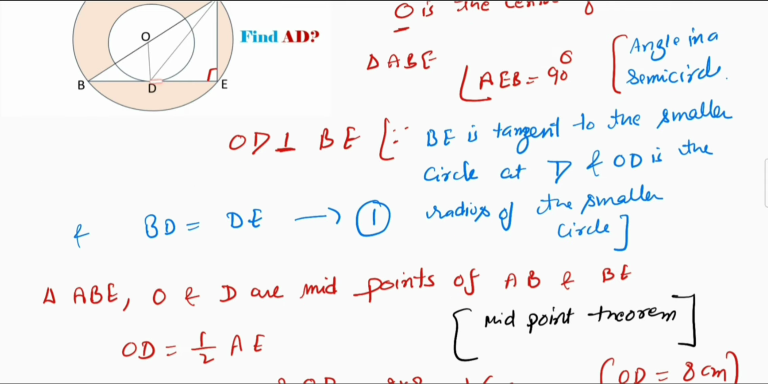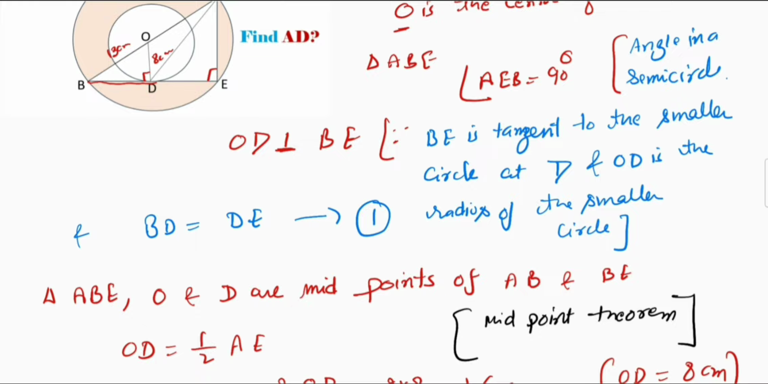Now we have to find the value of DE. We can find BD. We know BD is equal to DE. So first we'll find BD and then we can equate that with DE, because D is the midpoint of BE. If we take this triangle ODB, this is a right angle triangle, correct? This angle is 90 degrees, OD is the radius of the smaller circle which is equal to 8, and OB is the radius of the bigger circle which is equal to 13 centimeter. So from here we can find this value BD.